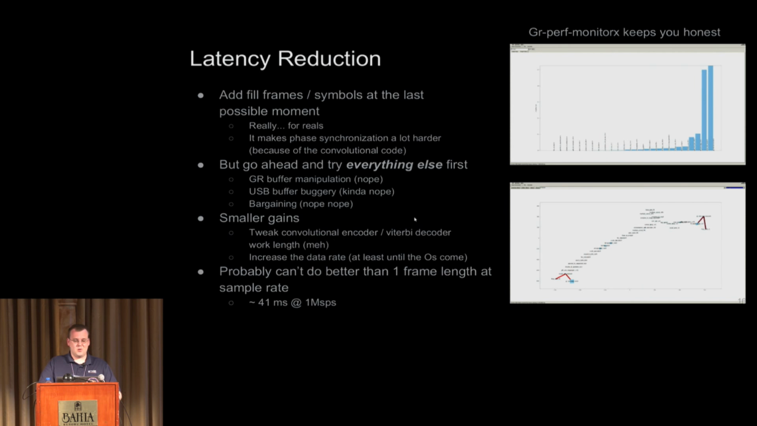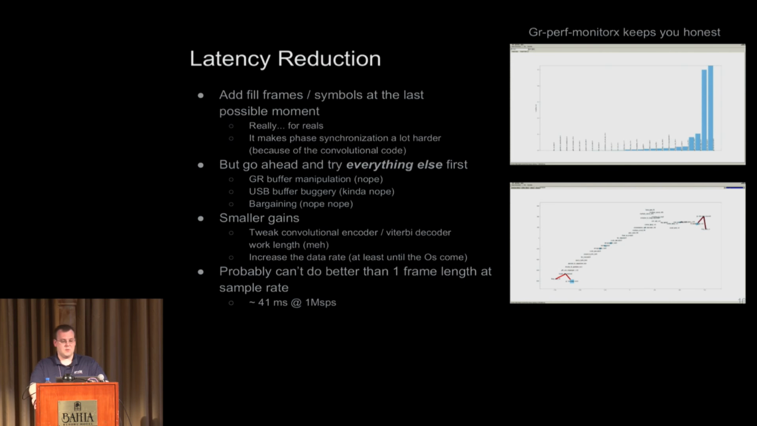Some smaller gains. You can tweak the amount of work that the convolutional encoder and decoder work on. That helped less than I thought it would, but it definitely hurts if you get it wrong. If you try to give it too small a chunk, if you think, oh, that'll reduce latency, it doesn't help that much. Increasing the data rate is pretty free.